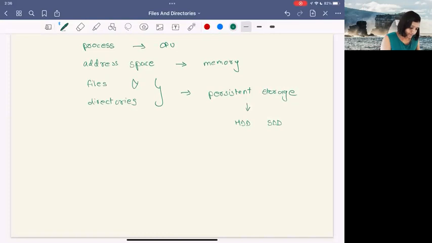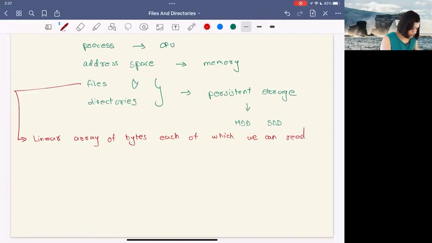So a file is a linear array of bytes, each of which we can read and write.